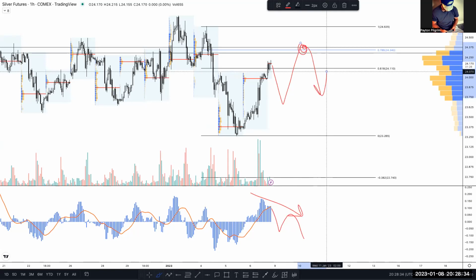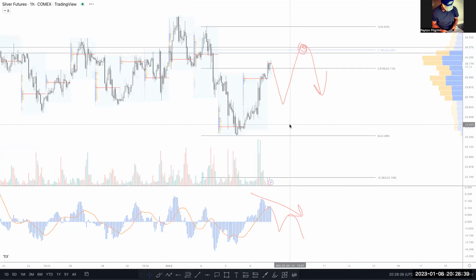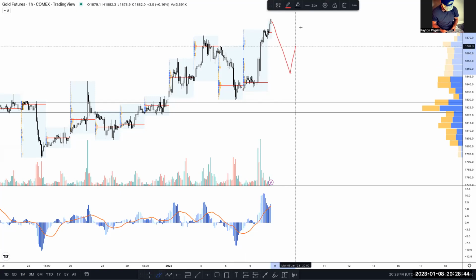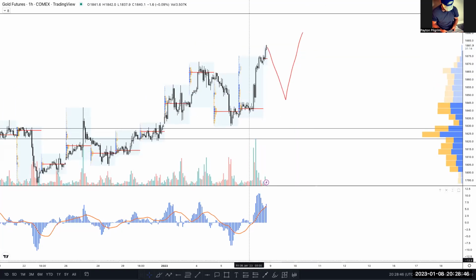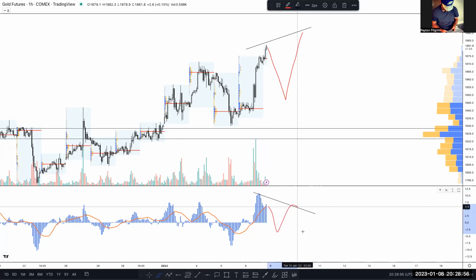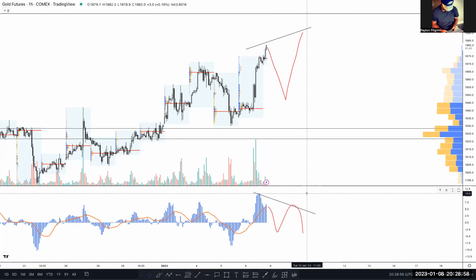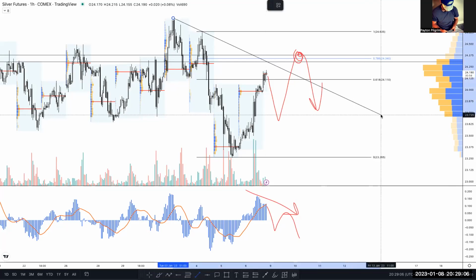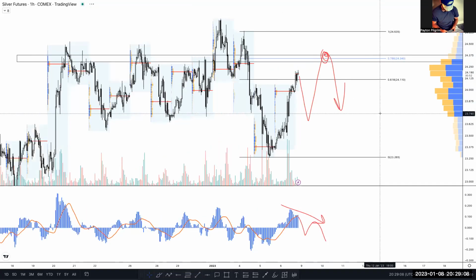So that would mean that gold would need to go more like this, gold making higher highs and getting a divergence, with the momentum not doing that. So we would need to see something like this on gold for that to line up with silver, right? So waiting on that possibility.